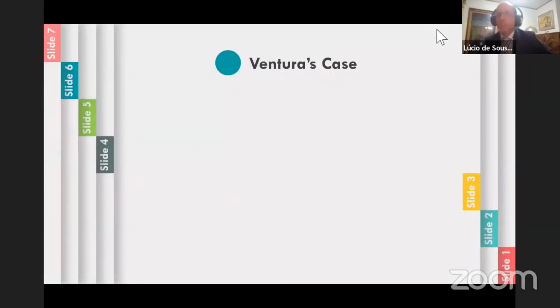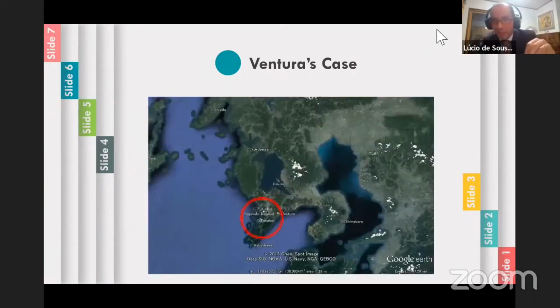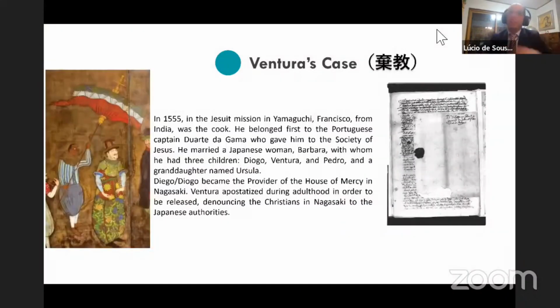So the other is Ventura's case. Ventura's case is very interesting for me because it's focused in Nagasaki, in the ending period of the Portuguese maritime connections with Japan, with this city. But in fact, he's a second-generation Indian. So he's the son of one of the first Indians that arrived with the Jesuits in Japan, in fact in 1555. So he was the son of Francisco. So it's a baptized, probably Goan individual that worked as a cook in the Yamaguchi mission in Japan.